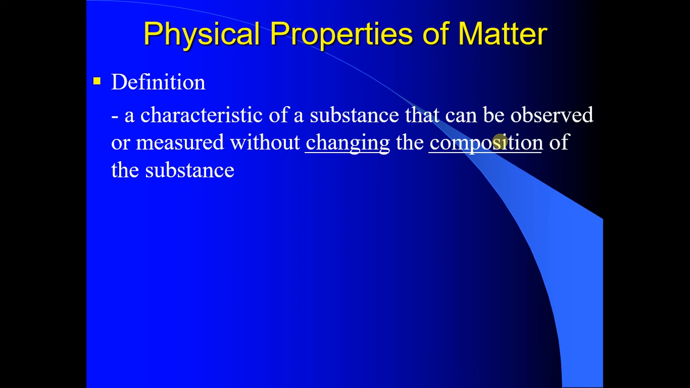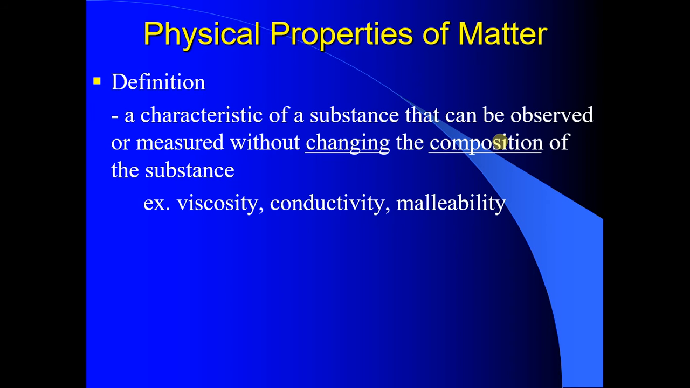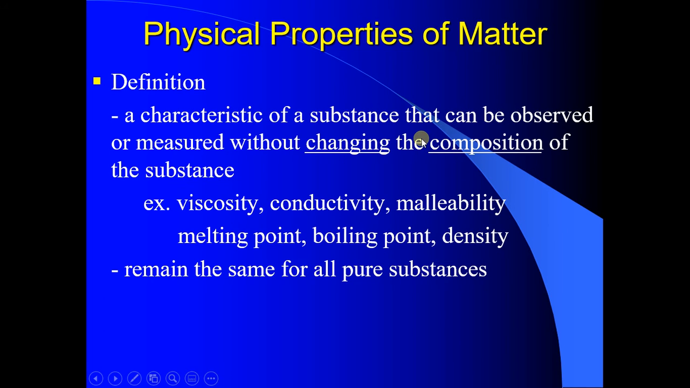are characteristics of a substance that we can observe or measure without changing that substance. Okay, so things like conductivity or color or how thick, that's what viscosity means, thickness of a solution, or malleability, how easy it is to manipulate. These are all physical properties. Boiling point and melting point and density are all physical properties, okay? We don't change the identity of our substance by measuring these. Right? We don't have to have our substance go through any type of reaction to determine these properties.